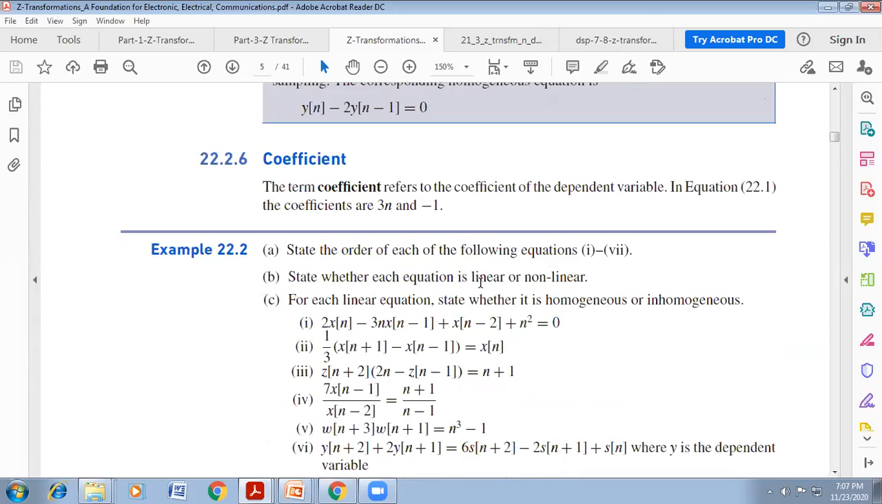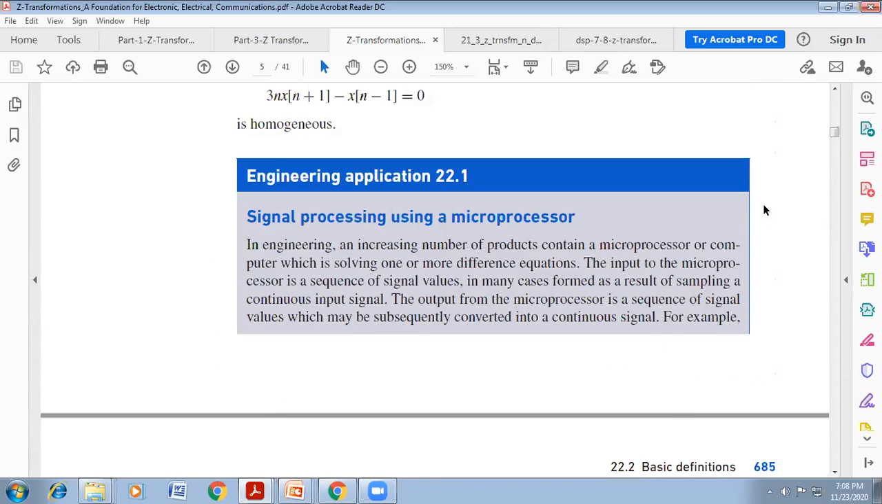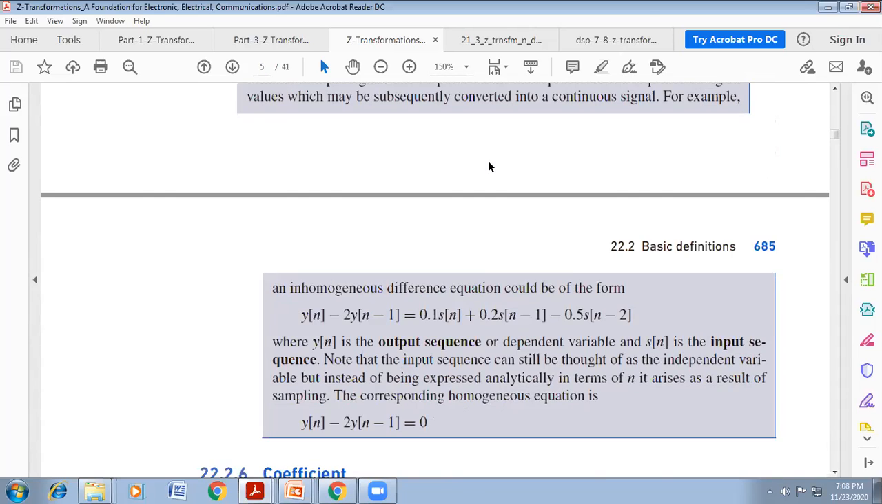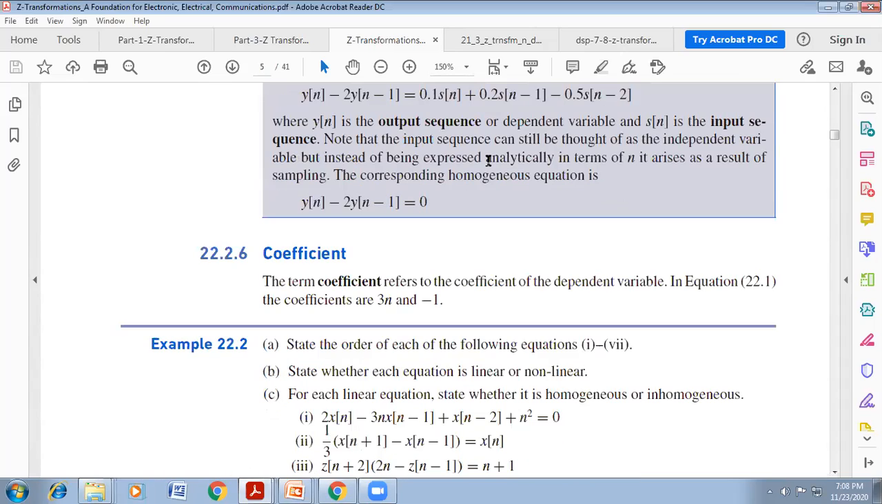Now what is the coefficient? Actually, the term coefficient refers to the coefficient of the dependent variable in any difference equation, not a differential equation, remember it. In a difference equation, the coefficient refers to the coefficient of the dependent variable. Understand? In equation 22.1, what will be the coefficient of the dependent variable? What can you tell me?